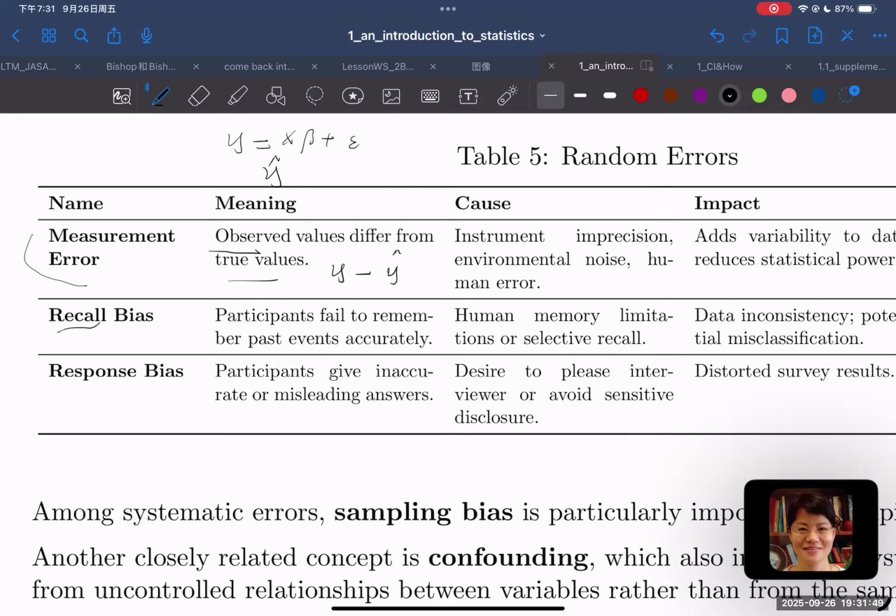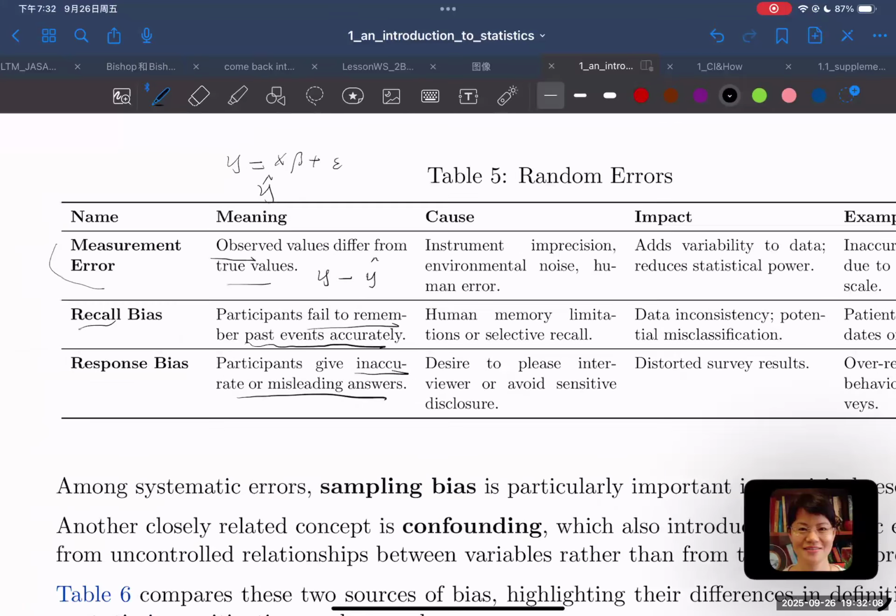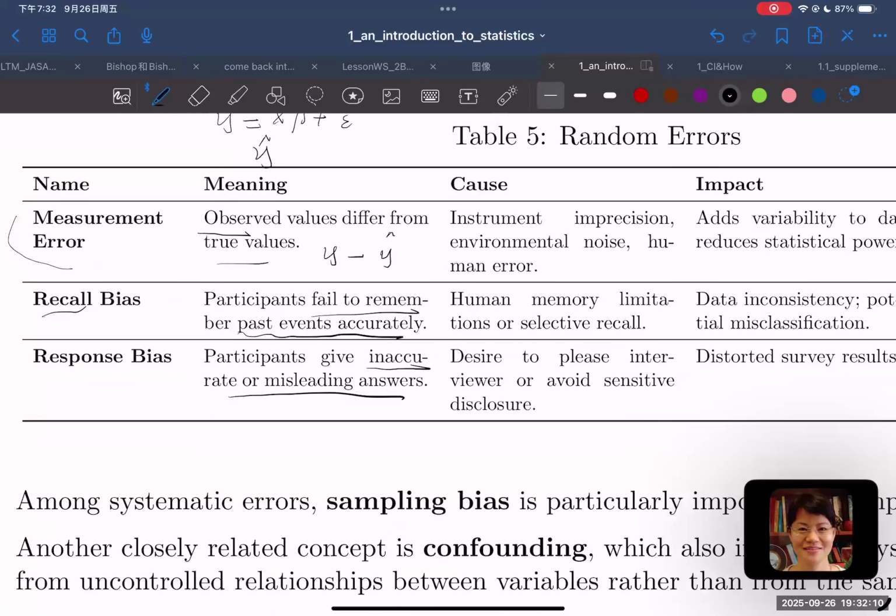For this recall bias, that means participants fail to remember past events accurately. And for response bias, that means giving inaccurate or misleading answers. So response bias seems like it may include the recall bias. And here, what's the reason then? For measurement error, it is the instrument's imprecision, or environmental noise or human error. So this is a measurement error.